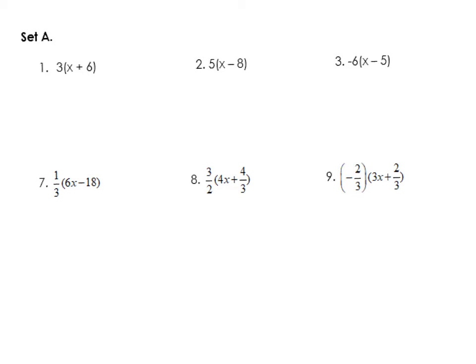So we did one like this. We're distributing. So 3 times x is just 3x. 3 times 6 is 18. That's it. Right? 5 times x is 5x. When the number and the variable are touching, that means multiplication. And then minus 5 times 8 is 40.